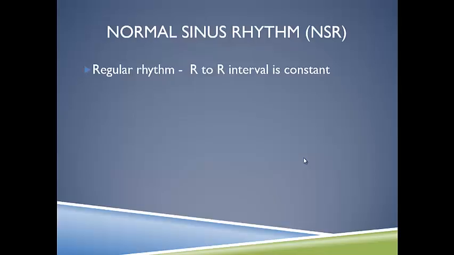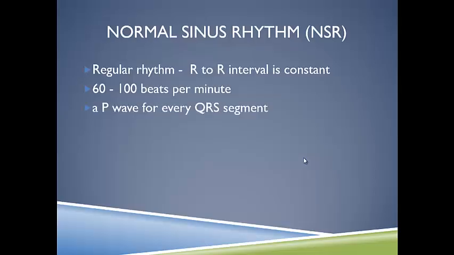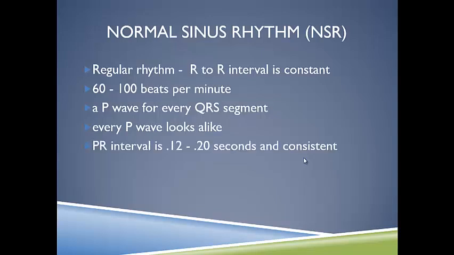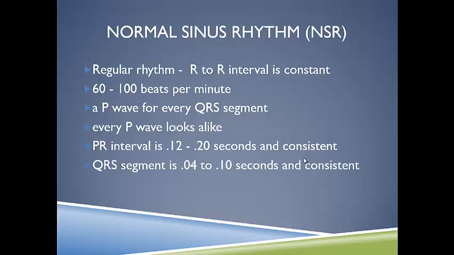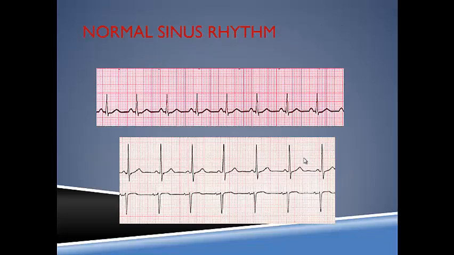Regular rhythm, your R to R interval is constant. It's 60 to 100 per minute. Less than 60 or greater than 100, it's not a normal sinus rhythm. There is a P wave for every QRS segment. Every P wave looks alike. The PR interval is 0.12 to 0.20 seconds. QRS is 0.04 to 0.10 seconds. And this is what it looks like.